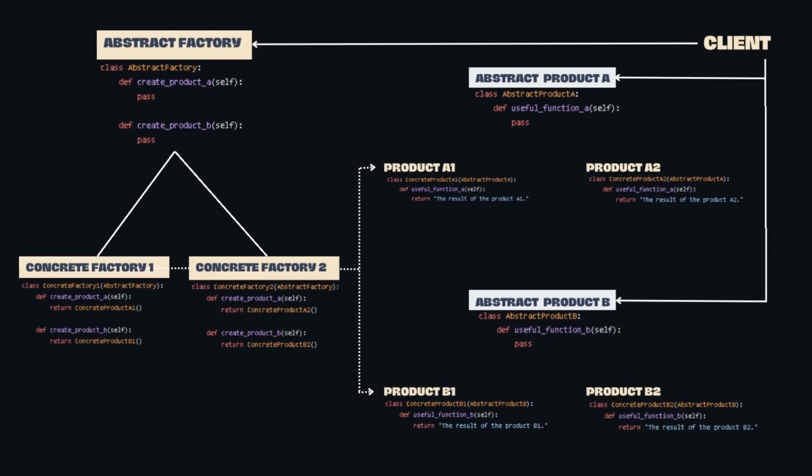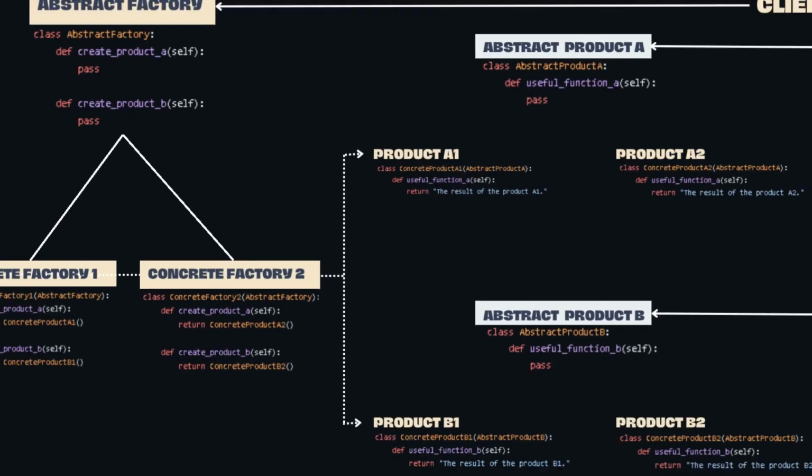By using the abstract factory, you can create families of related objects without tightly coupling the code to concrete implementations. This allows for flexibility and easy switching between different families of objects by changing the concrete factory implementation without requiring modifications in the client code. What are the use cases?